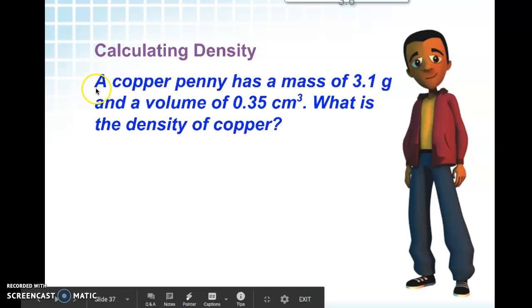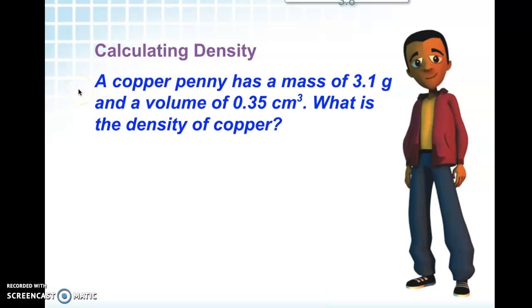There's a density calculation problem. So you want to try this one out. You have a copper penny has a mass of 3.1 grams and a volume of 0.35 centimeters cubed. What is the density of copper? So you want to show your work, and when you write out your answer, you want to pay attention to sig figs, and also make sure you include the units. So go ahead and pause the video and do this calculation.